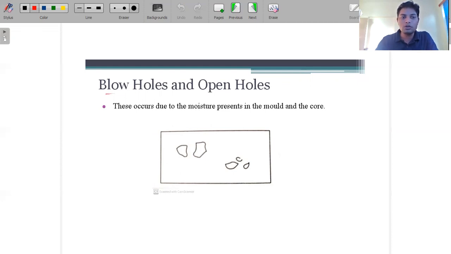So this is a blowhole. The shading here is not completely dark, but a little bit shaded in color, inside the casting. And this one is dark in shade. So this is the one over the surface.